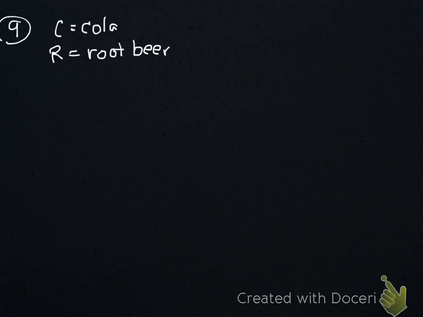Number 9. Now we have a word problem. Juan bought 30 drinks, either cola or root beer. That is awesome. That gives me right there an equation. I know that two things together equals 30, so we're going to add them. C is my cola, R is my root beer. So if I take my colas plus my root beers, that's going to equal 30. What an easy equation.